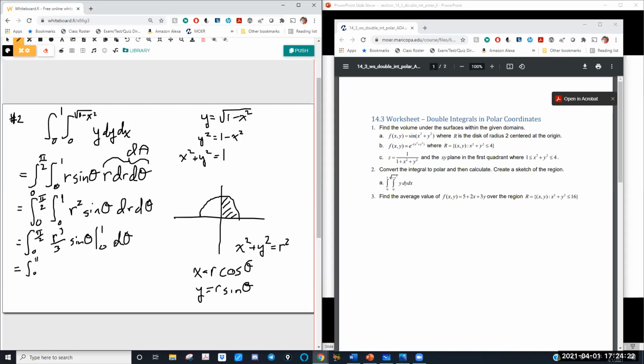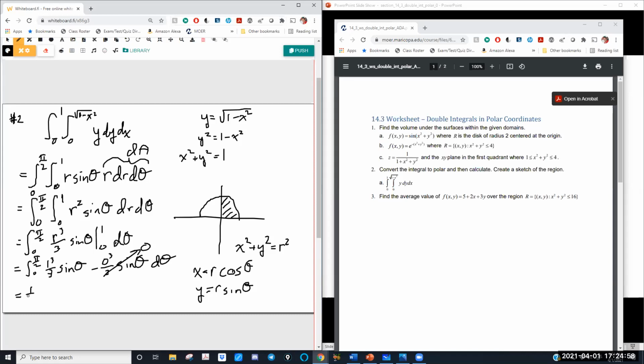So 0 to pi over 2. These are going to be going in for the r, so I'm going to have 1 cubed over 3 sine theta minus 0 cubed over 3 sine theta d theta. That 0 is going to zero that whole part out. This 1 cubed is just 1. So we could pull the 1/3 out of our integral. And now we're just taking the antiderivative of sine.